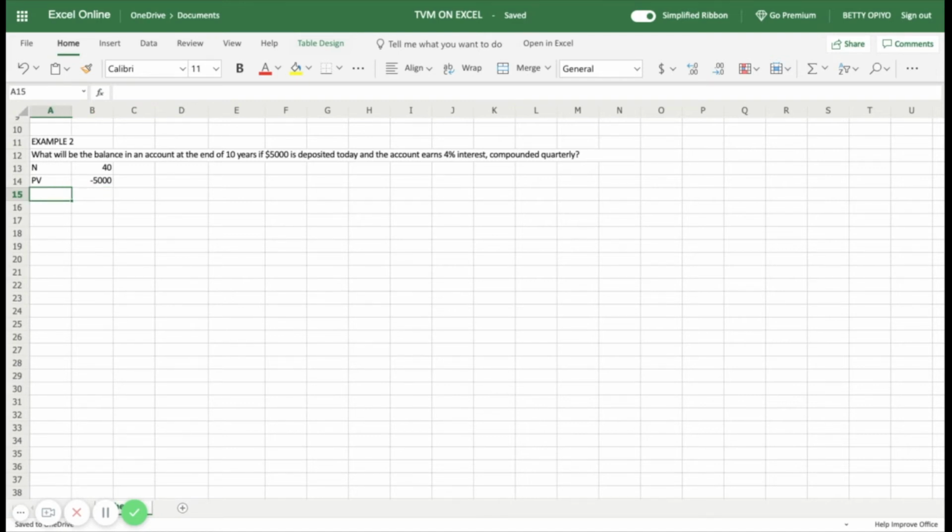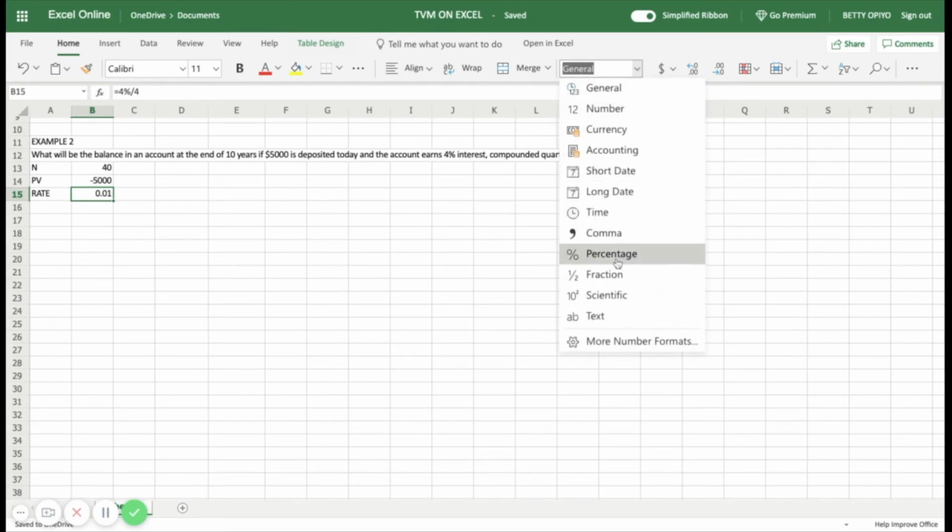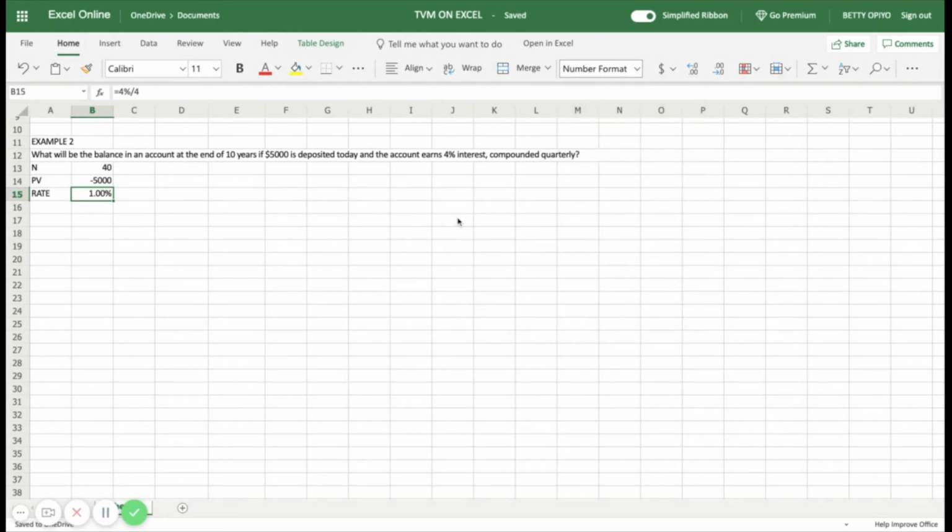We will need the interest. This account earns 4% interest compounded quarterly. So interest is the rate, but 4% is the annual rate. To find the quarterly rate, which is the periodic rate, we do 4% divided by 4. So it's basically 1%. I'll convert that decimal into a percentage and then it should be 1%. PMT is 0 basically because it's not an annuity here.